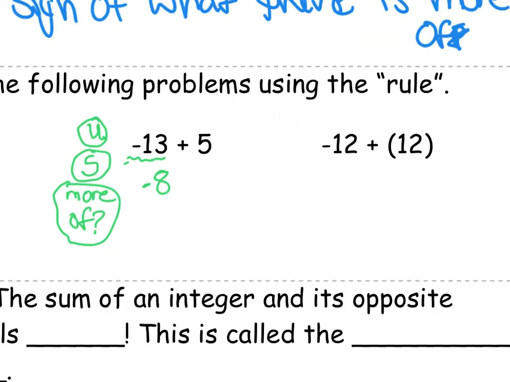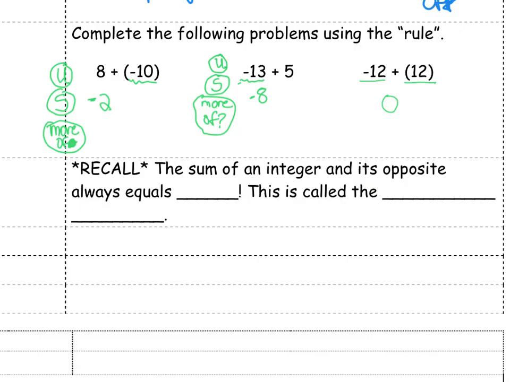And this last one, negative 12 and 12 are opposites. So they're additive inverses, so we know that they equal 0. Again, recall the sum of an integer and its opposite always equals 0. And this is called the additive inverse.